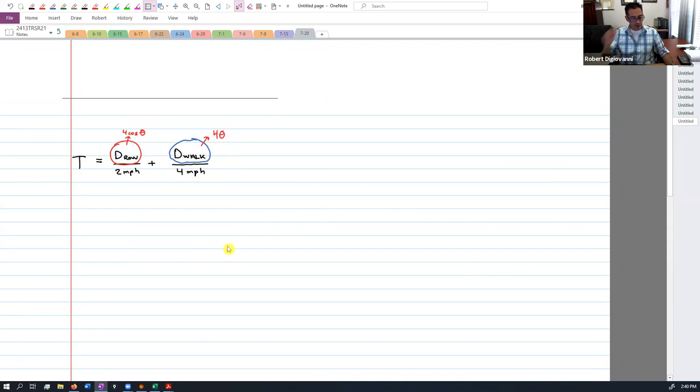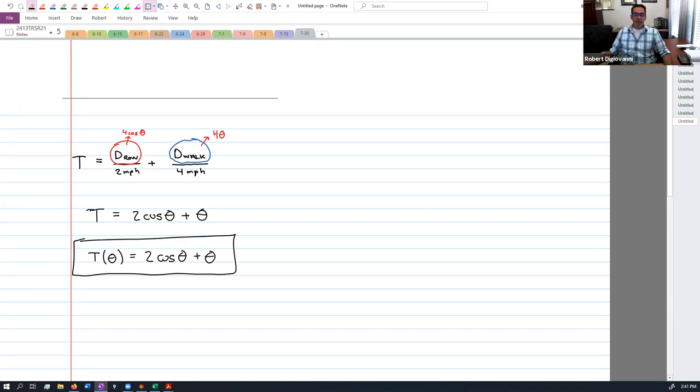Okay, so here's where we are. I'm gonna clean this up. The total time it's gonna take her to do this trip will be the distance she rows, which is 4 cosine theta divided by 2. So that's just 2 cosine theta plus 4 theta divided by 4, which is just theta. And now my time is a function of a single variable theta.